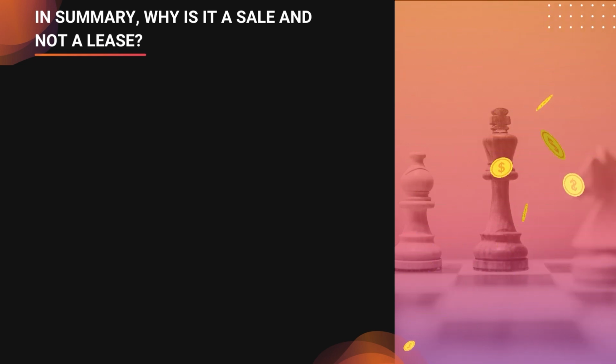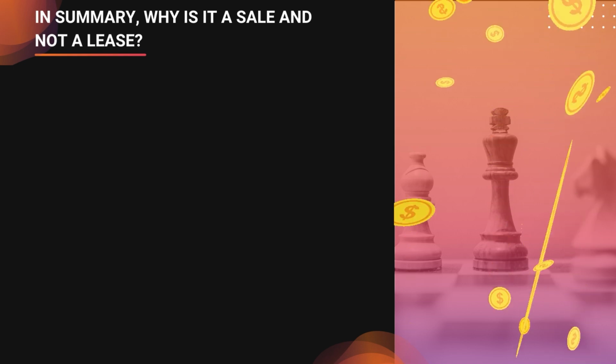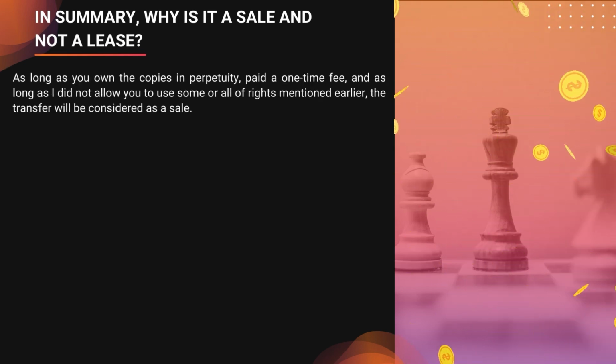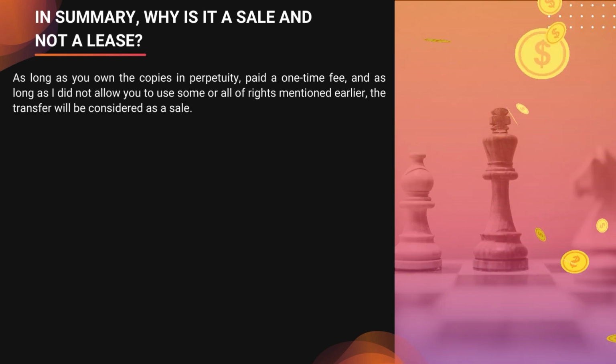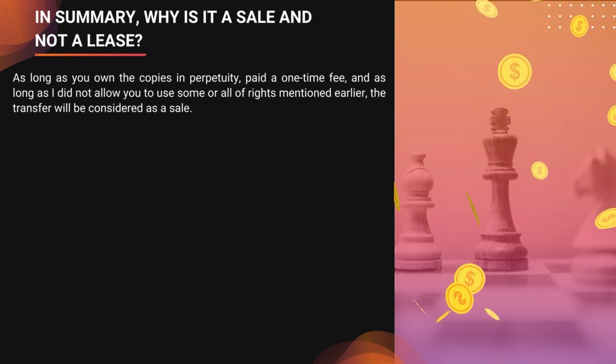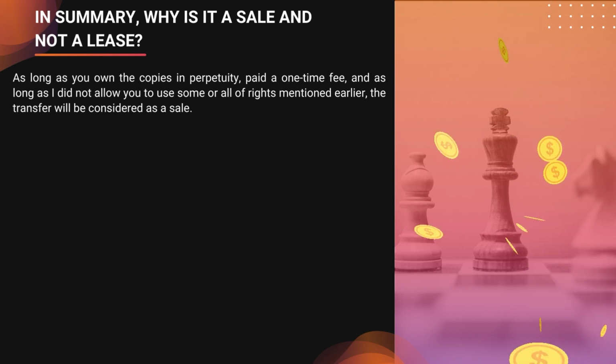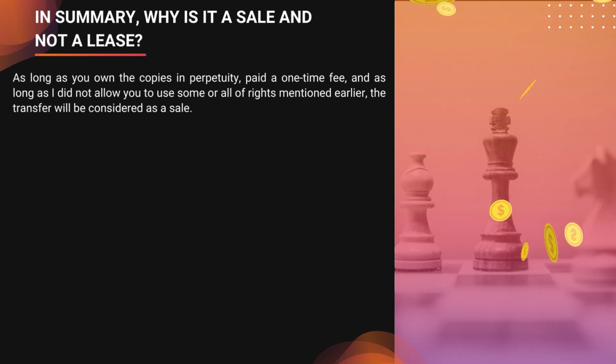So in summary, why is it a sale? Why is everything that I've talked about right now a sale and not a lease? Pretty simple. As long as you own the copies of that copyrighted article in perpetuity, you've paid a one-time fee, and as long as I, the copyright owner, did not allow you to use some or all of the rights mentioned earlier, then the transfer will be considered as a sale.